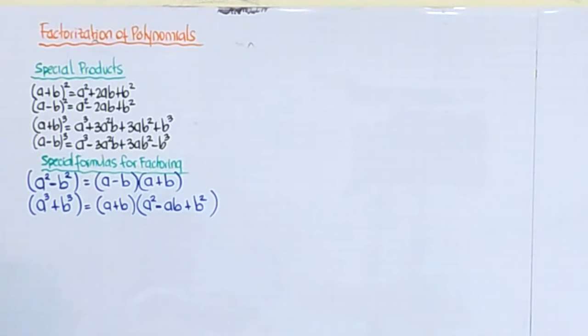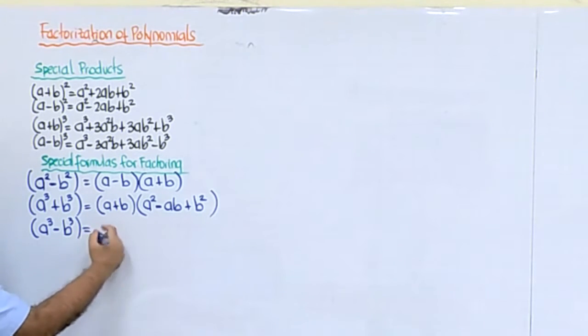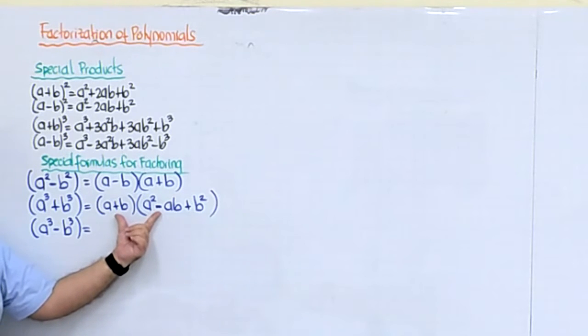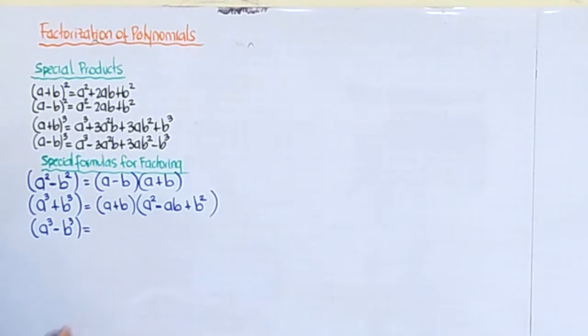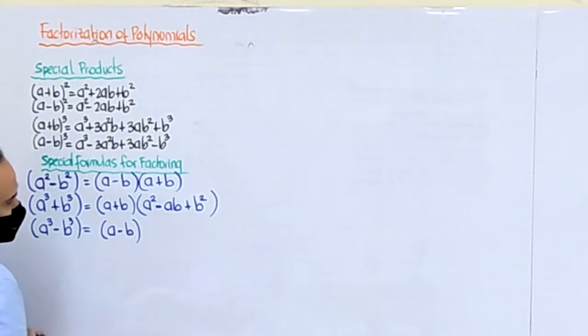And we have a third special formula for factoring. This is going to be difference of cubes. a cubed minus b cubed will be the same, but what will be the difference? The position of the sign will be different. I mean, instead of a plus b, we have a minus b.